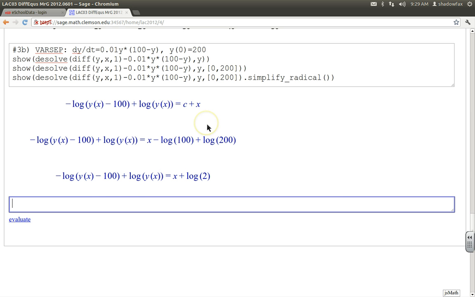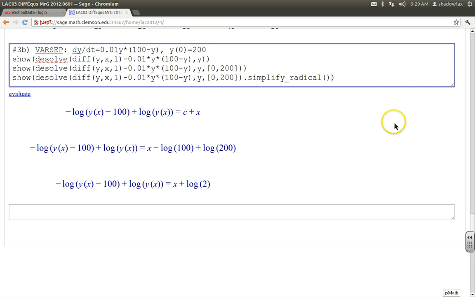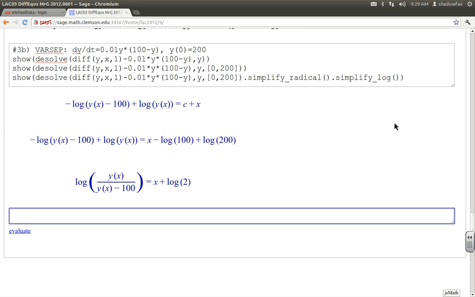Yeah, but I want it to solve it for me, just in case, let's say I didn't know how to do that. What if I chain a simplify? What if I do dot simplify logs? Does that do anything? Ooh, there you go. What? Well, you typed it wrong.